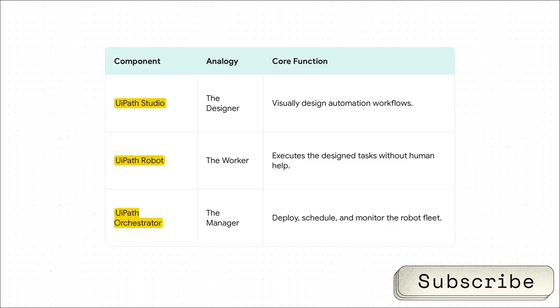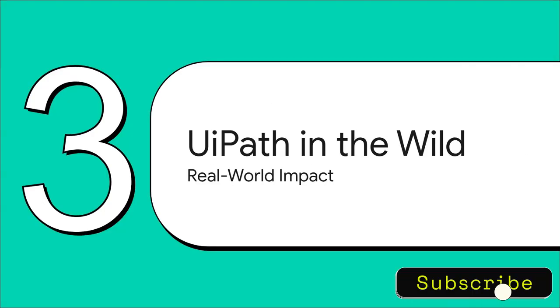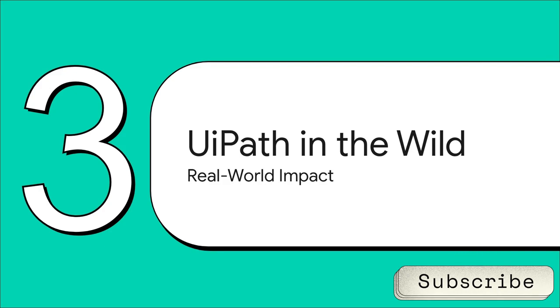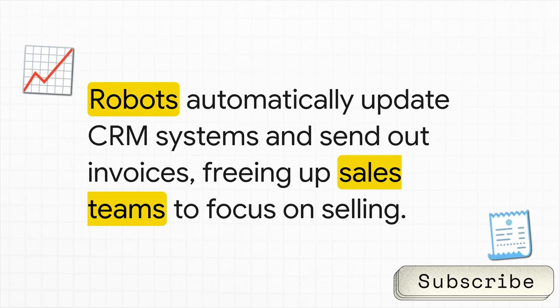Okay, so that's all the theory, but what does this stuff actually look like out in the real world? Let's take a look at where these software robots are already making a huge difference. Take a sales department, for example. Bots are taking over all that administrative grunt work. So instead of a salesperson having to manually update customer info in one system and then create an invoice in another, a robot can just do both, instantly. This lets the sales team get back to doing what they're actually good at, building relationships and selling.